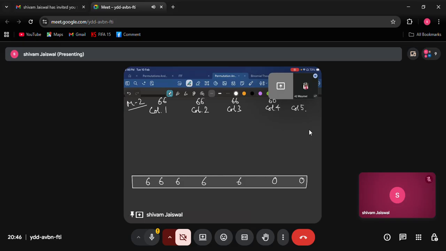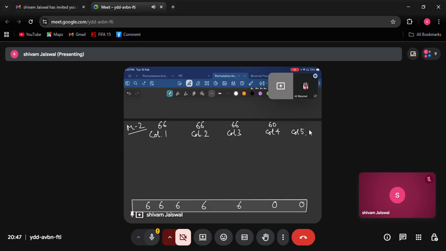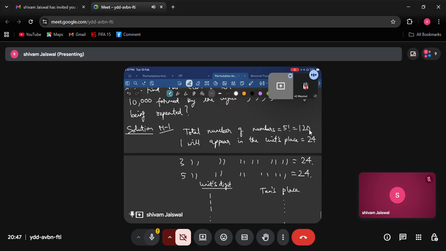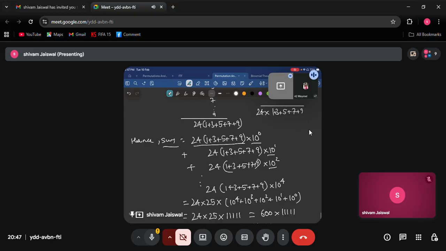Yes, sir, but as I didn't see the video of the previous class, I couldn't understand. This concept has nothing to do with the things I have done in the last class. This is a totally new concept: summation of numbers. Last class I have done total number of selections and circular permutation. Tell me if you have not understood these two methods. Let me know. I'll explain.